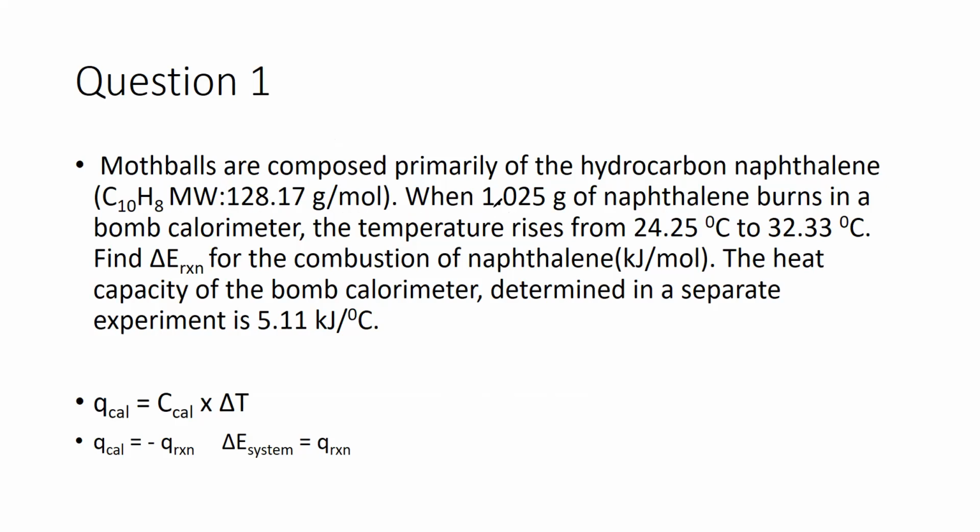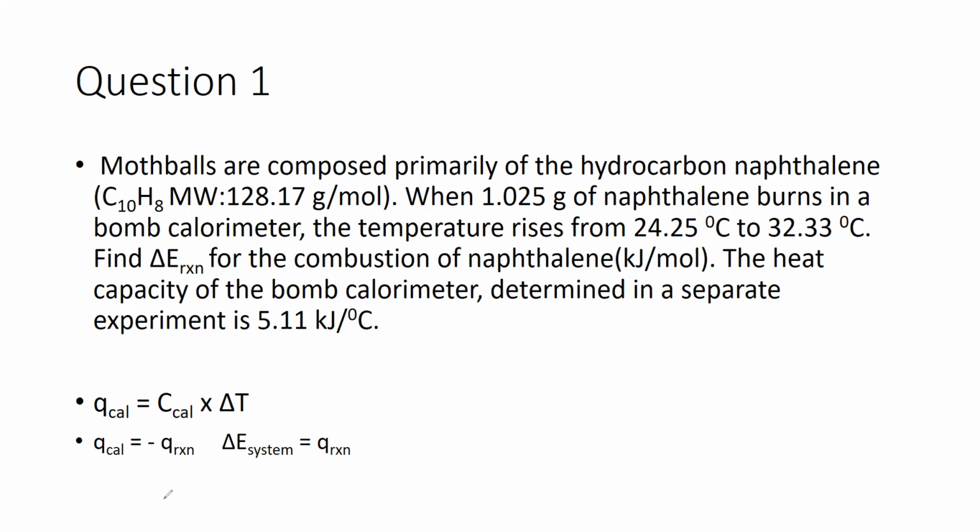So if you burn 1.025 grams of naphthalene in a bomb calorimeter, you find the temperature rises from initially 24.25 to 32.33. What is delta E reaction for blowing up naphthalene in units of kilojoules per mole if the specific heat capacity of the bomb, determined in another experiment, is 5.11 kilojoules per centigrade?